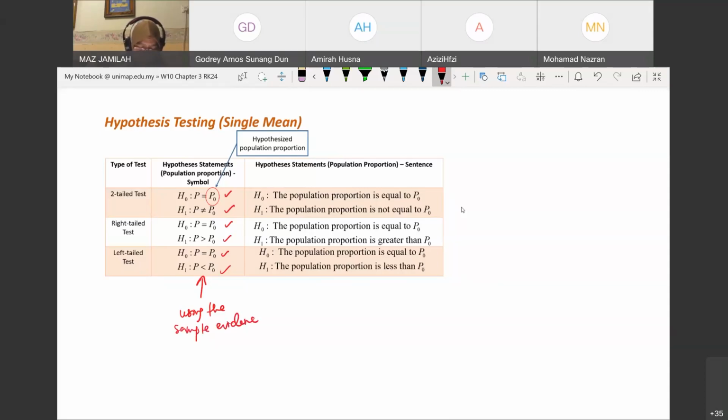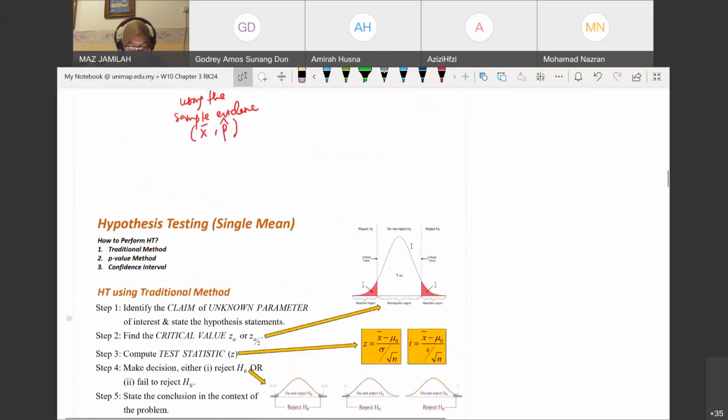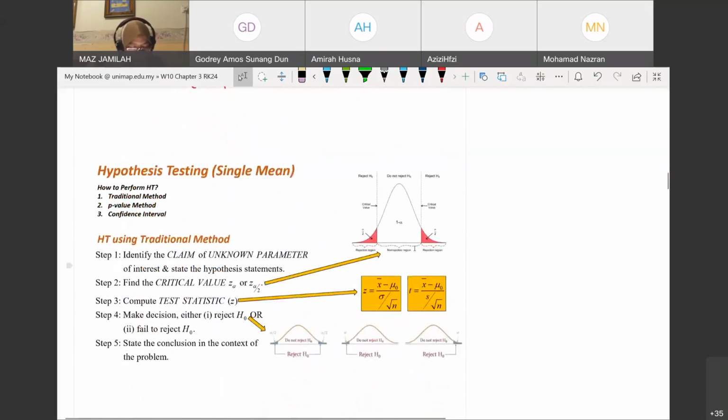That's why we are using our X bar and P hat to make decisions for our population mean and population proportion. Okay, very quick on the concept. So how many types of method can be used to perform the hypothesis testing? We have three types of method. First one is the traditional method. Second one is the p-value method. And the third one is the confidence interval method.